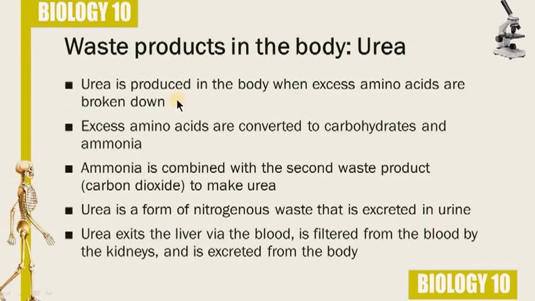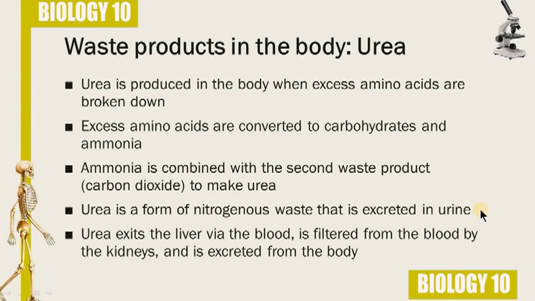Urea. Urea is produced when the body breaks down amino acids. Excess amino acids are converted into carbohydrates and ammonia. Ammonia combines with carbon dioxide to make urea. This toxic substance is a form of nitrogenous waste.